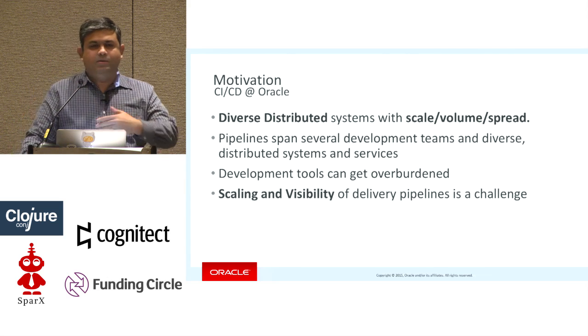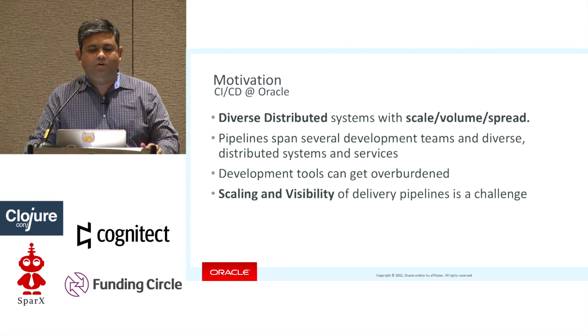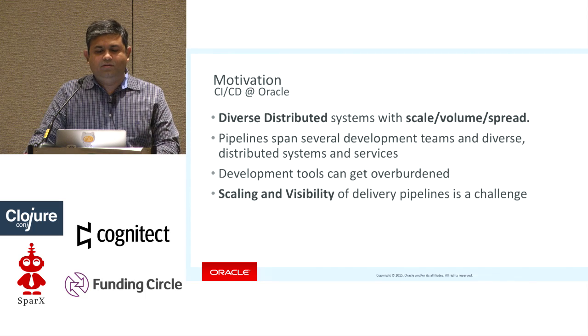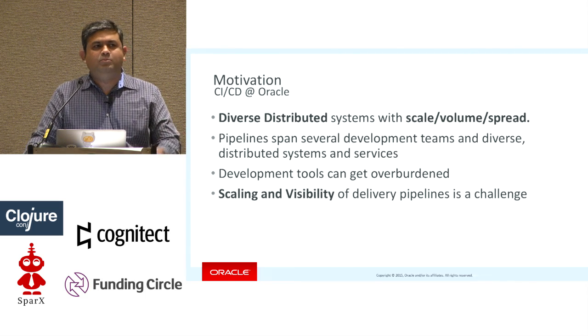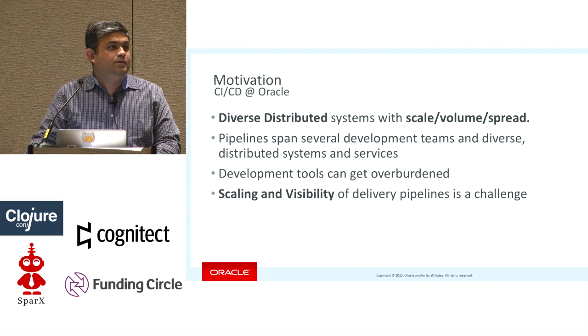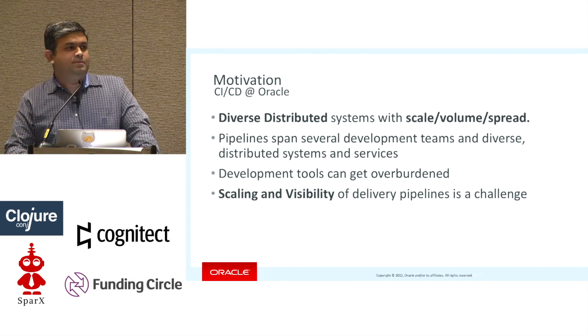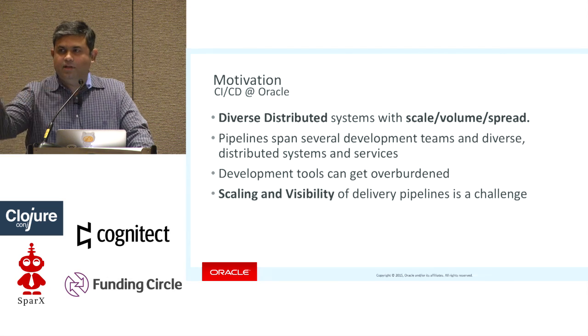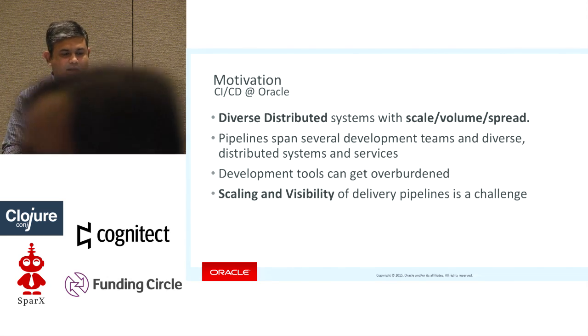So there's some history behind why we did this particular product. We have diverse distributed systems with a lot of scale. So when I'm talking about scale at Oracle, we have an Artifactory instance, which is probably the biggest one in the world at this point of time. We have about 100 terabytes of installers and a bunch of other stuff that's stored in it. And that's just one of the systems that we typically work on. There's like hundreds of other things that typically get added as a part of our development process.